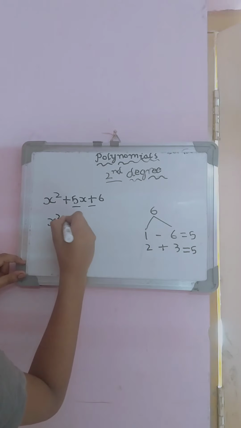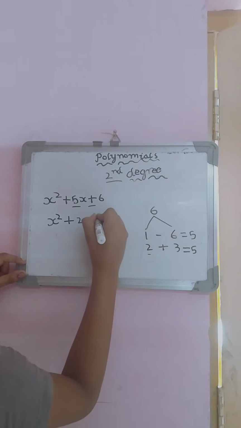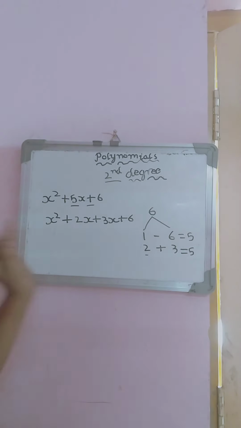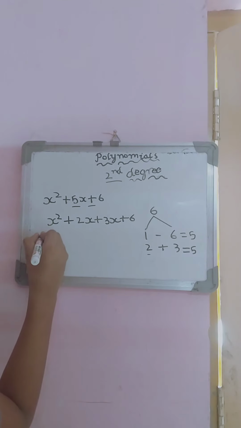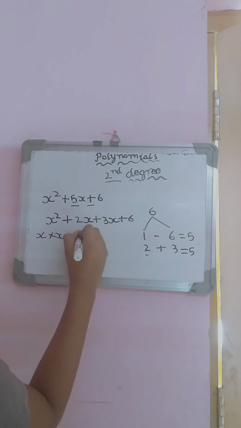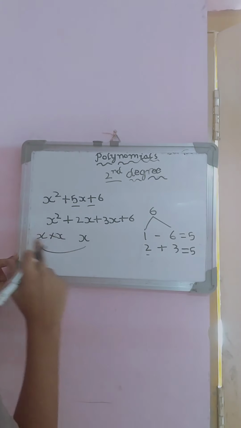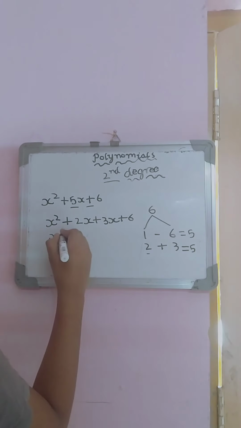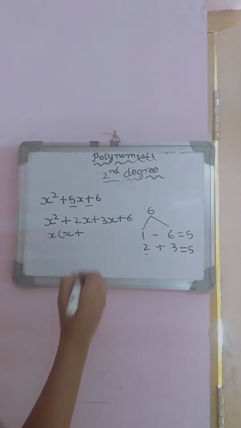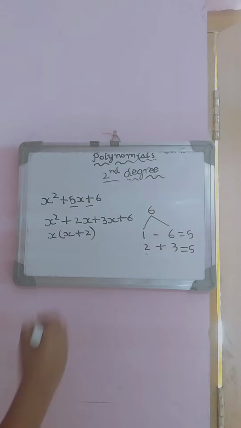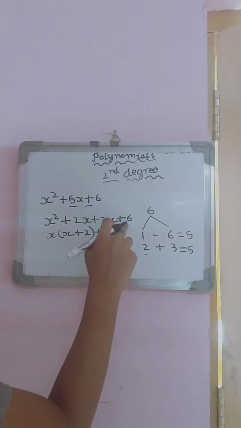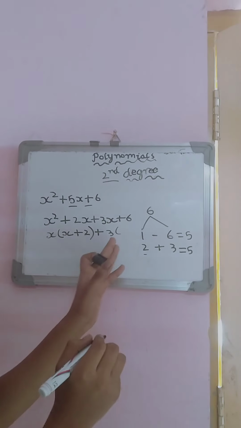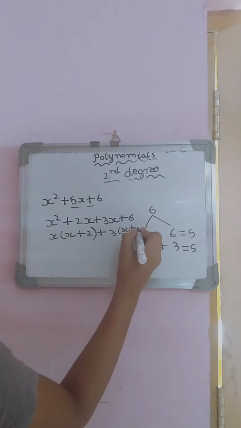x square plus 2x plus 3x plus 6. Now we should take common factors. x square means x into x, and 2x has one x, so if we take x common, another x remains in the first term and 2 remains in the second. Then in 3x plus 6, we take 3 common: 3 into x plus 3 into 2.